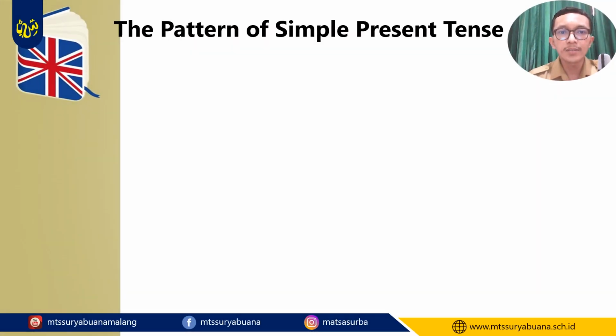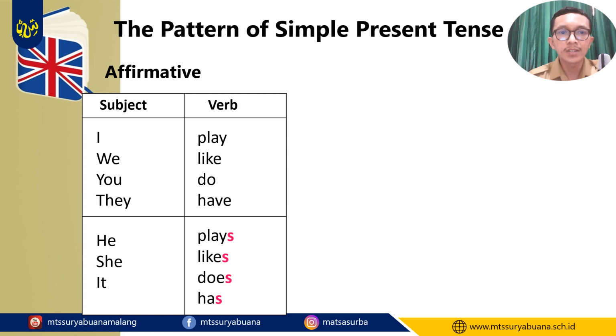Okay, the next one is about the pattern of simple present tense. Yeah, if you want to make an affirmative or positive sentence, this is the pattern. The first one is subject followed by verb. For example, I play, you do, we like, they have.